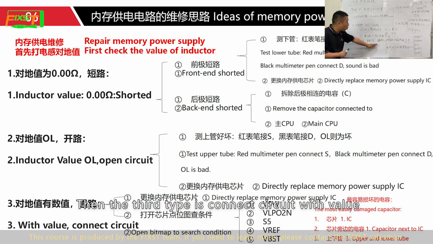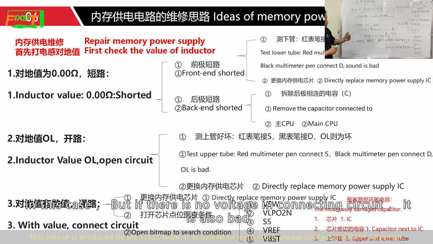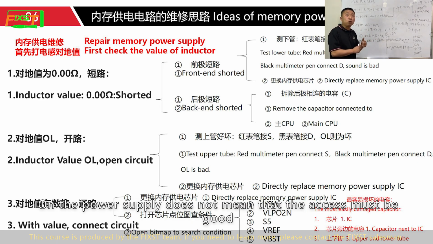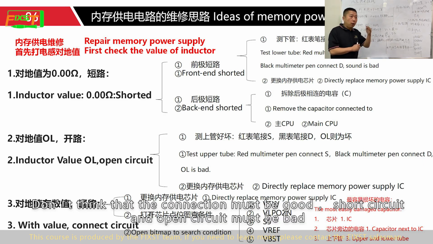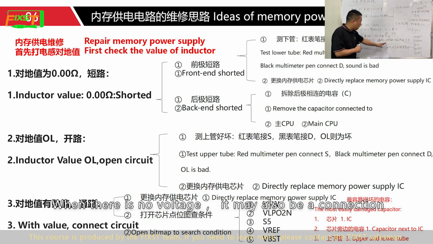Then the third type is connected circuit with a value. In this case, if there is no voltage in the connected circuit, it is also bad. On the power supply, a connection does not mean that it must be good. The same is true for other Mac power supplies. Don't think that a connection must be good and only short circuit and open circuit must be bad. When there is no voltage, it may also be a connection.